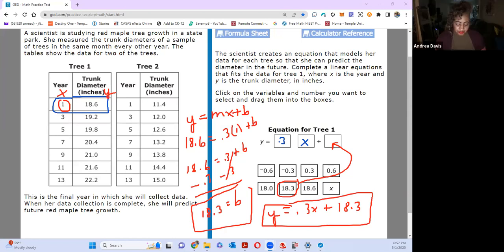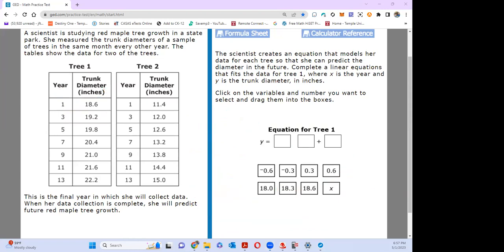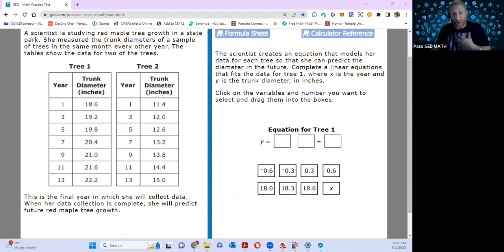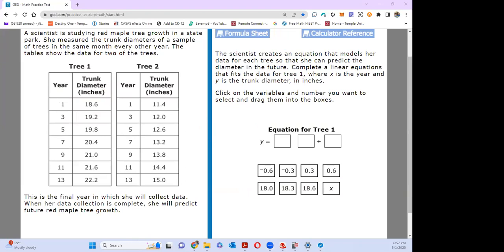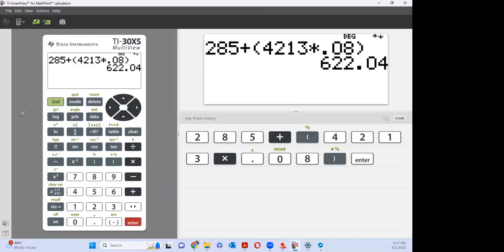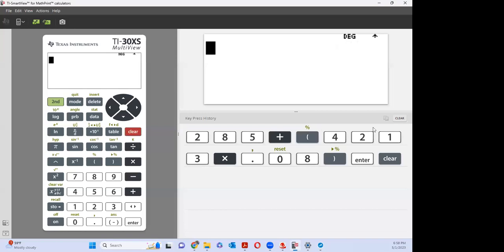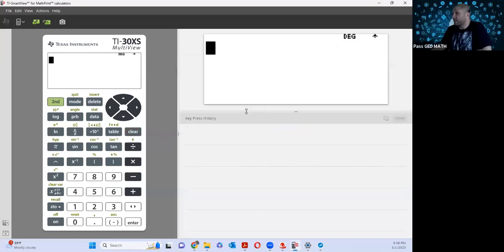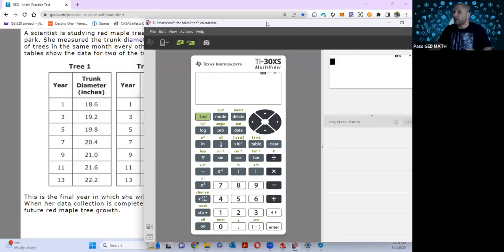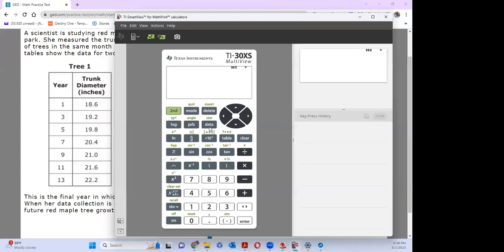Are you ready? Watch this. Do you have your calculator out? Yes, sir. So this is what I need you to clear. I'm going to clear everything out so we can see it. The first thing I need you to do is we need to see our 2 points, right? I need you to hit data.